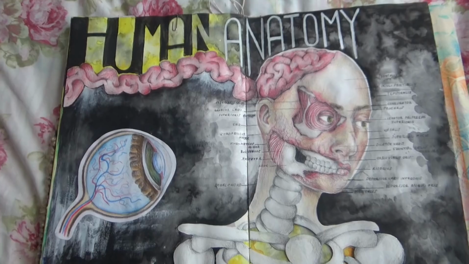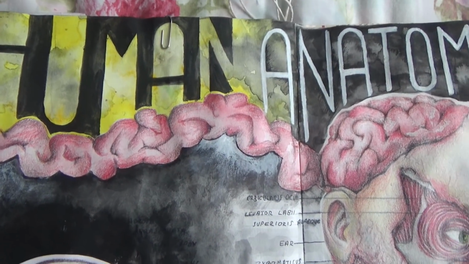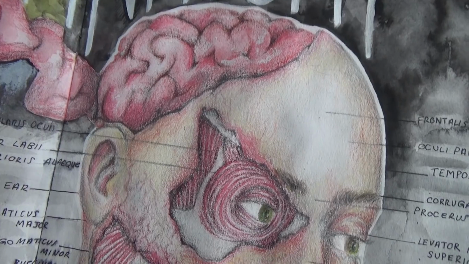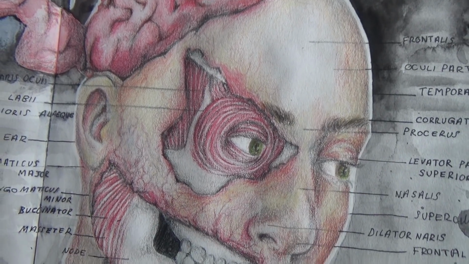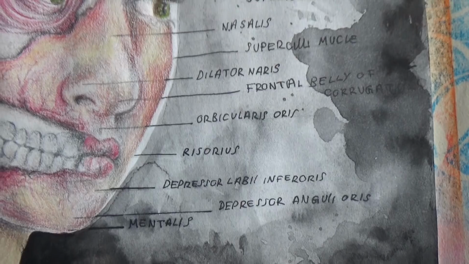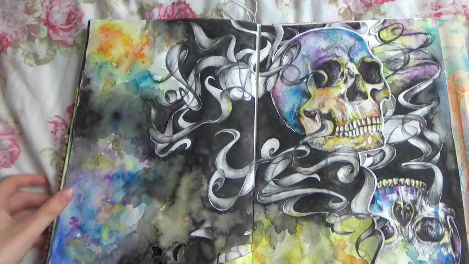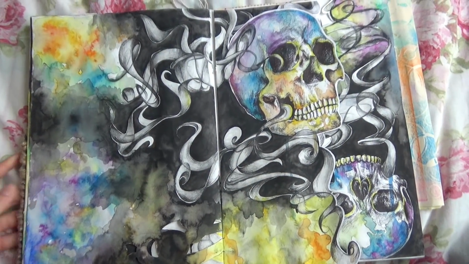Then I moved on to human anatomy because I thought it would be pretty cool to see what's happening underneath the skin. So I labelled everything with all the scientific terms and tried to get all the muscle correct and all the bones. So then I moved on to skulls because I thought they would look pretty cool. I did them all colourful with the smoke.